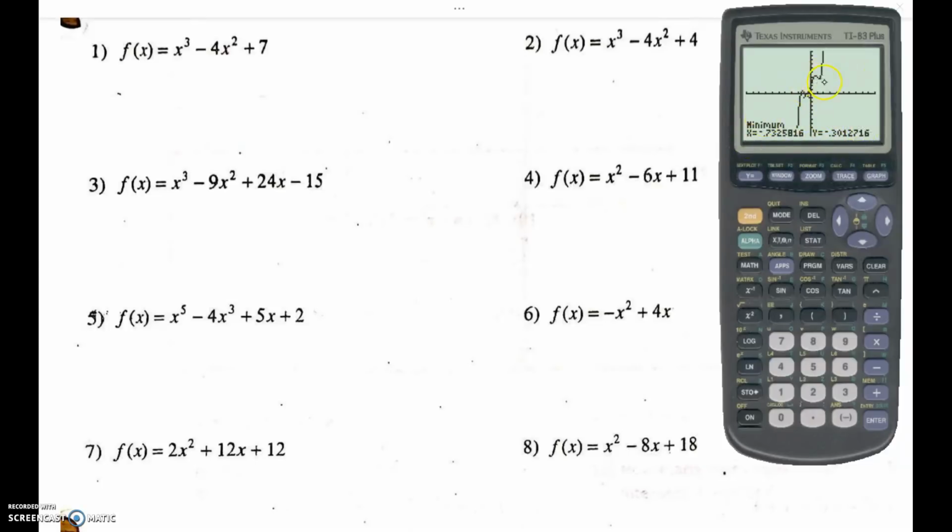Now my relative maximum is going to come from right here. So now I'm going to go back to calculate, second trace. And I'm going to pick my maximum this time, 4. Make sure that I'm to the left of where that point is. Hit enter. Now slide over to the right. Make sure you clear it to the right. And then it's ready to guess. Enter. And my relative maximum is being calculated at 0.73 for my x value and 4.30 for my y value.